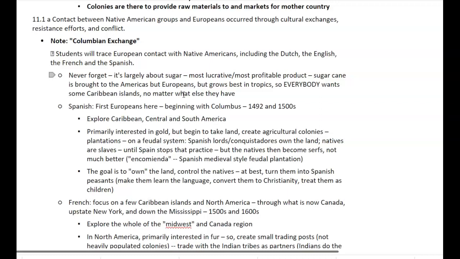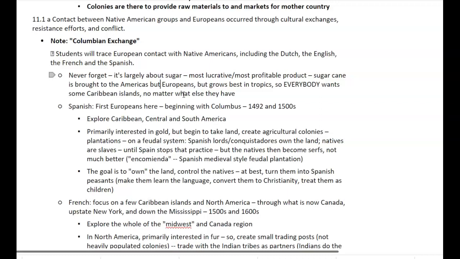Even a small island in the Caribbean produced so much sugar that France, eventually, at the end of the French and Indian War, was willing to give up all of Canada just to hang on to that little tiny island. Sugarcane is not native to the Americas, but the Europeans brought it and found just the right growing conditions in the Caribbean. So everybody in Europe, the Dutch, the English, the French, the Spanish, all want islands in the Caribbean, no matter what else they get.